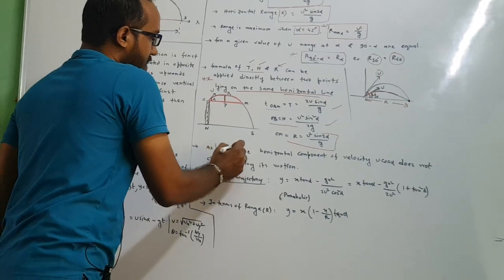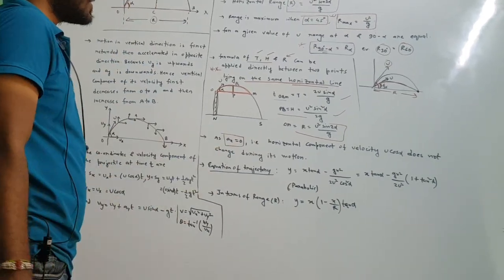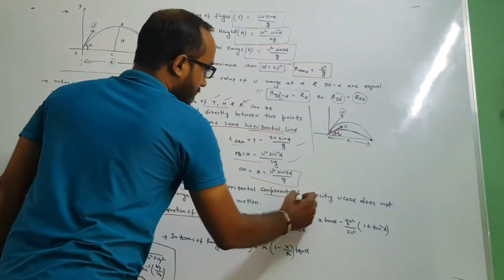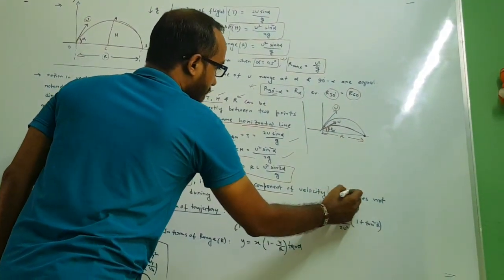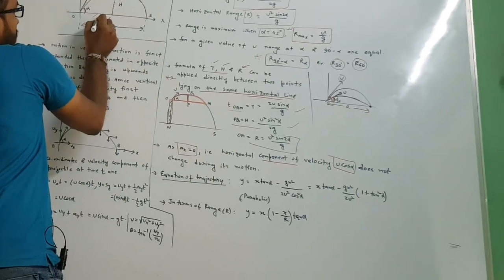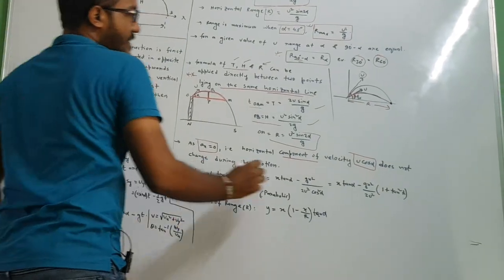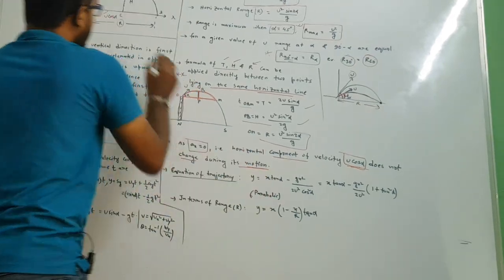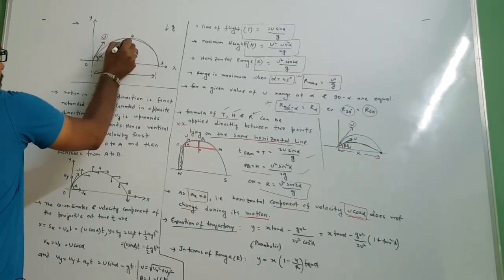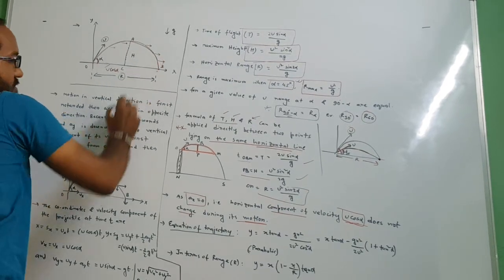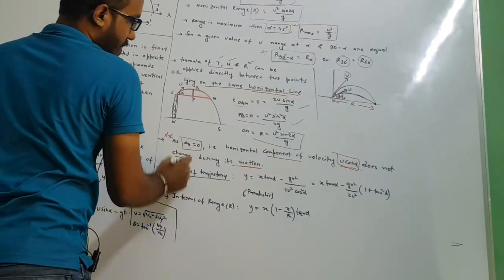Now see, the horizontal component of acceleration in the x direction is 0, so the horizontal component of velocity does not change. What is the horizontal component of velocity? It is u cos alpha. U cos alpha never changes during its motion. U cos alpha is always the same. Remember this is also an extremely important point.